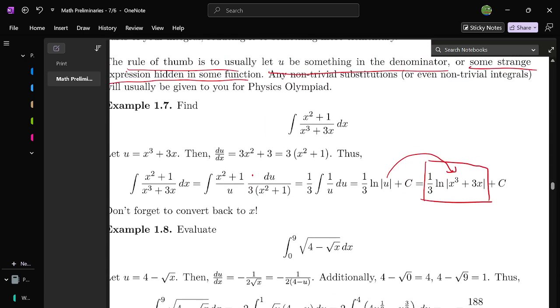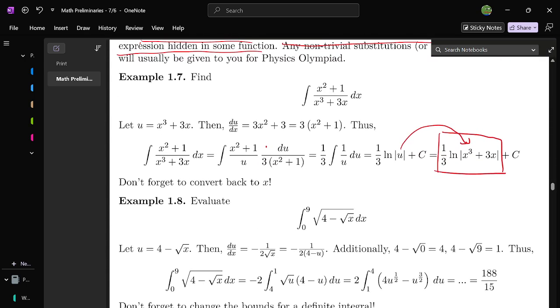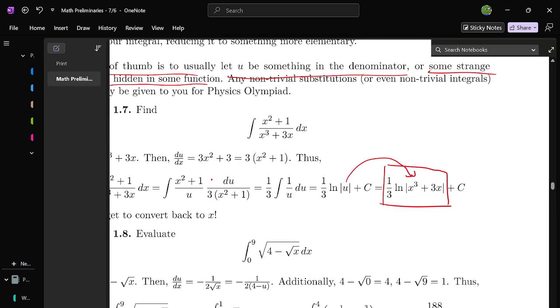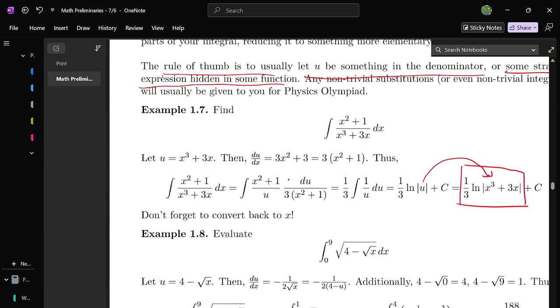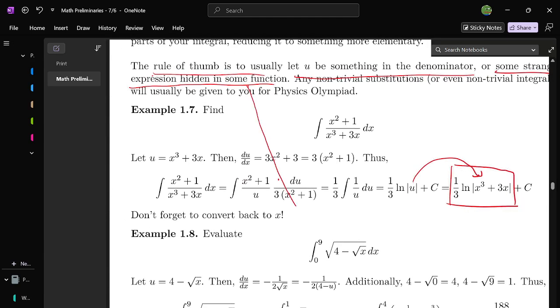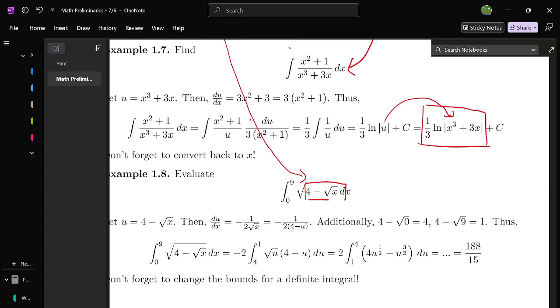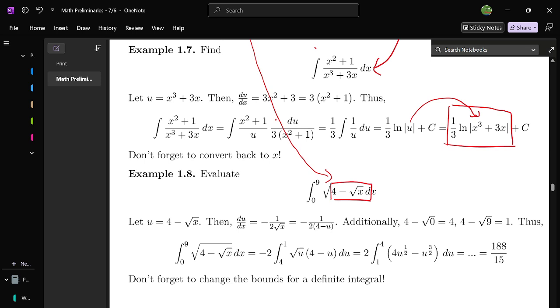Yep. And another one, we have a definite integral here. So you see what I mean here by let u be some strange expression hidden in some function. So you see that it's quite strange. We have a nested square root. So why not just let u be the strange expression hidden inside the square root? So that's exactly what I did.